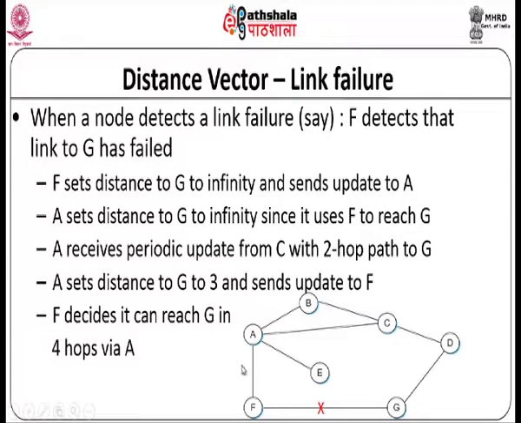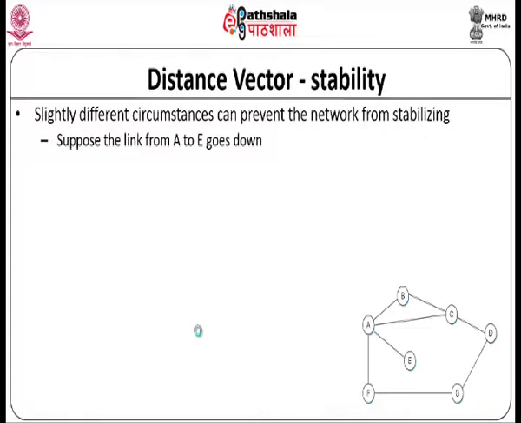Now F will decide that it can reach G in 4 hops via A. So it will make that update. So you can see that in about 2 or 3 exchanges, F gets to know that there is an alternate path to reach G. So this is a very nice situation. Now we look at a not so nice situation, a slightly different circumstance. So let's look at this case.